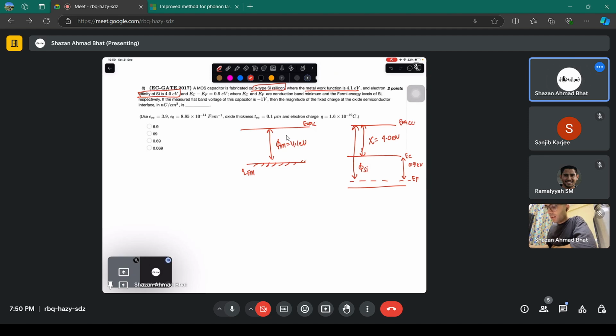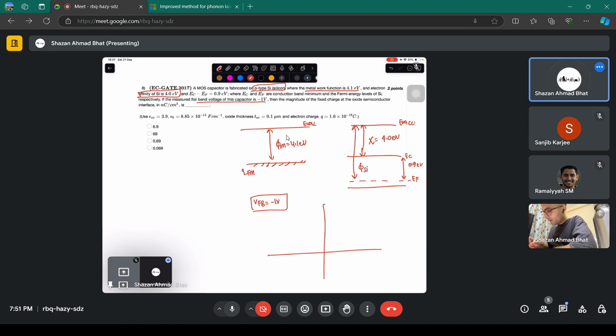And if the measured flat band voltage is minus 1 volt, flat band voltage has been given as minus 1 volt. That means it's a non-ideal scenario. You have to apply at least minus 1 volt first to make the bands flat, everything flat. After passing the minus 1 volt towards zero, then you can go to depletion, then go to inversion.